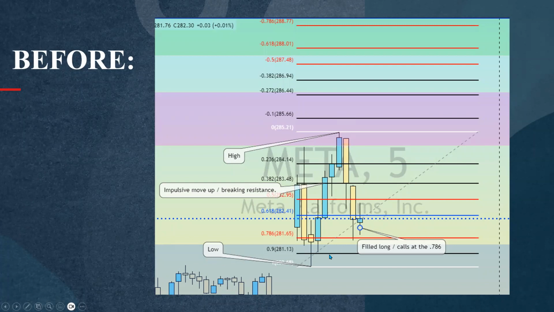So here's Meta. We drew the Fibonacci from the swing low to the swing high, and now it's retracing right here at the 0.786. This is looking pretty bearish, right? This does look like an impulsive move down, and I can totally see not taking calls here. But this candle ends up printing pretty bullish right on top of the 0.786. So it kind of makes sense to go ahead and risk just 281.65 to 280.68.